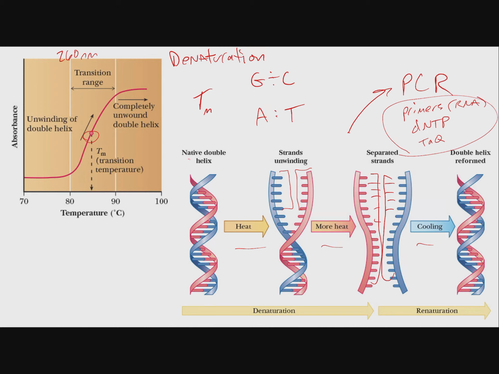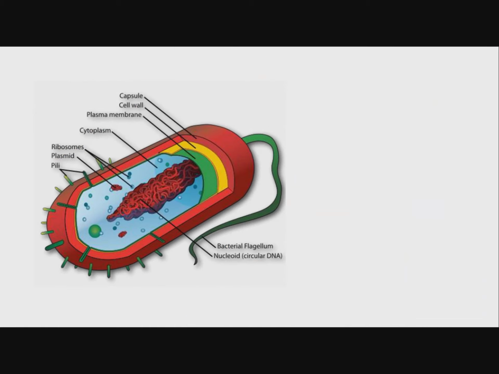Every cycle you do, you double the amount of DNA you have. So very, very quickly, you can take one strand of DNA and have over 1 million strands of the gene that you're interested in. Okay, so denaturing and renaturing is part of what DNA can do. All right, let's talk about how DNA is packaged and contained in the cell. Packaging.